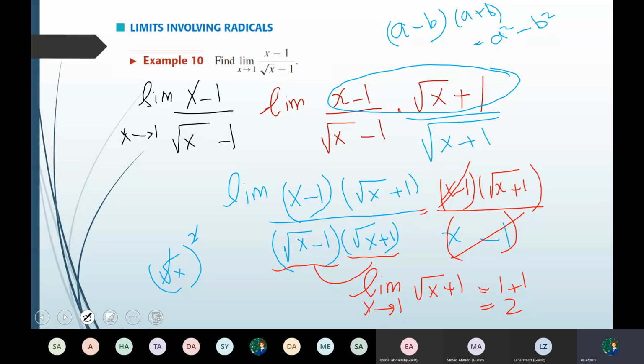I will give you another example to be clearer. Look at number 29 here. In number 29, you have the limit of x minus 9 over square root of x minus 3 when x approaches 9. Square root of 9 is 3, minus 3 is 0. So 9 is a zero of the denominator.